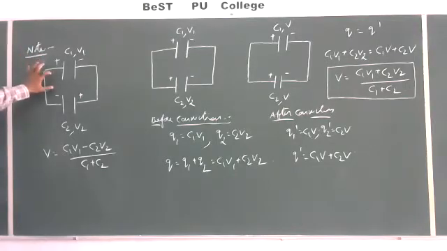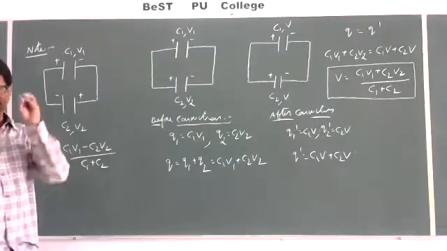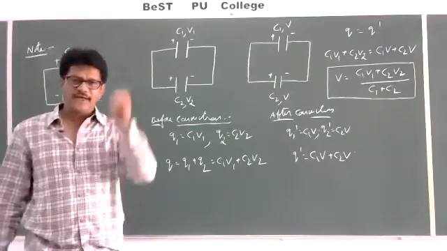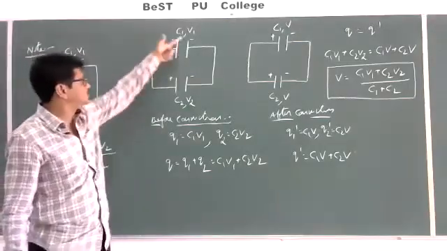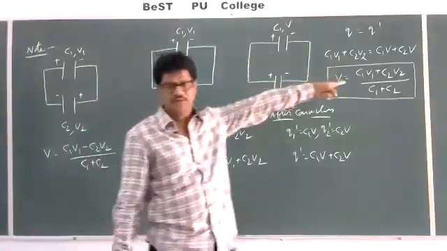So if he wants to give this condition, he will particularly mention that the positive plate of one capacitor is connected to the negative of the other. If he didn't mention anything, if he didn't specify anything, as a default we have to consider positive is connected to positive and negative is connected to negative.